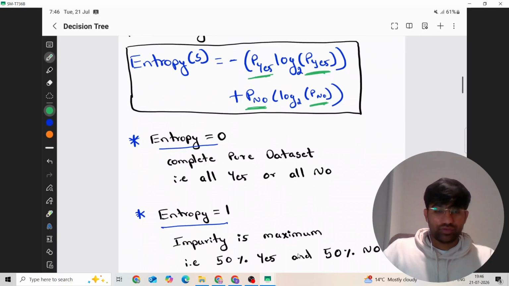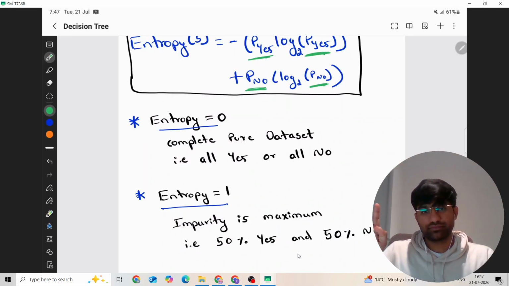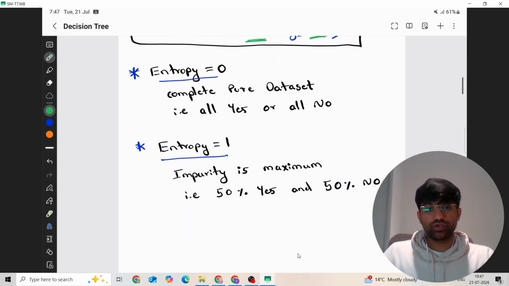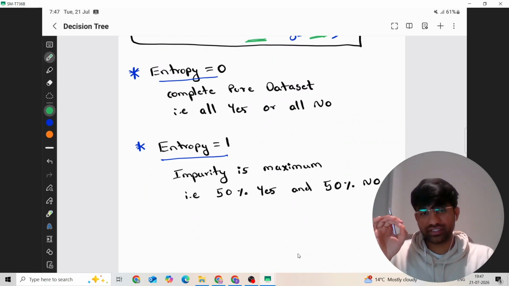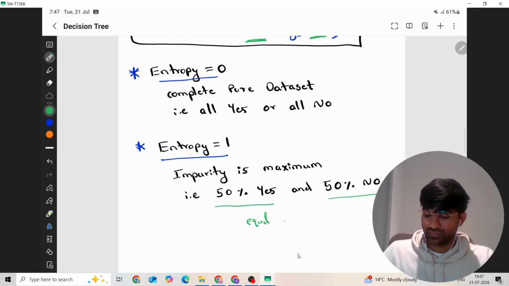If you get the entropy value near to 0 or equal to 0, then it is a pure data set. That means all the data set has yes values or all the data set has no values. If the entropy is equal to 1, that means it is impure. The impurity is maximum. The error is maximum. That is 50% of yes and 50% of no. That is equal split of data. Impurity will be max.